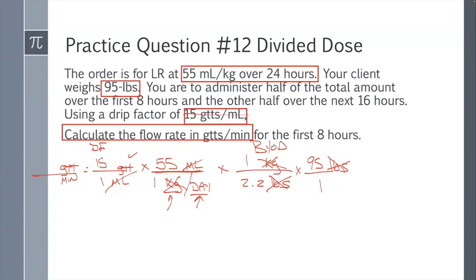I have drops on the top. Those are never going to get canceled. But I need minutes on the bottom. Right now I have day, so I move my day up.